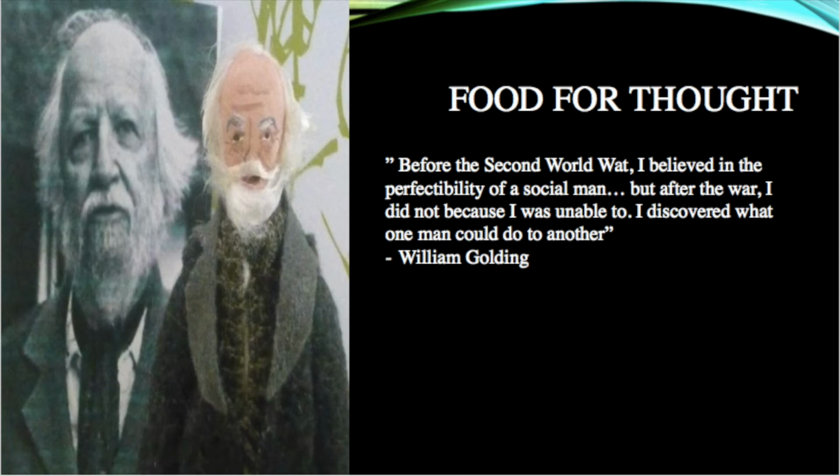This is what William Golding said: "Before the Second War, I believed in the perfectibility of man. But after the war, I did not, because I was unable to. I have discovered what one man could do to another." This is similar to the novel where we have schoolboys revealing their inner darkness when maintaining a civilization, causing civilization to be chaotic, destructive, and have many downfalls.